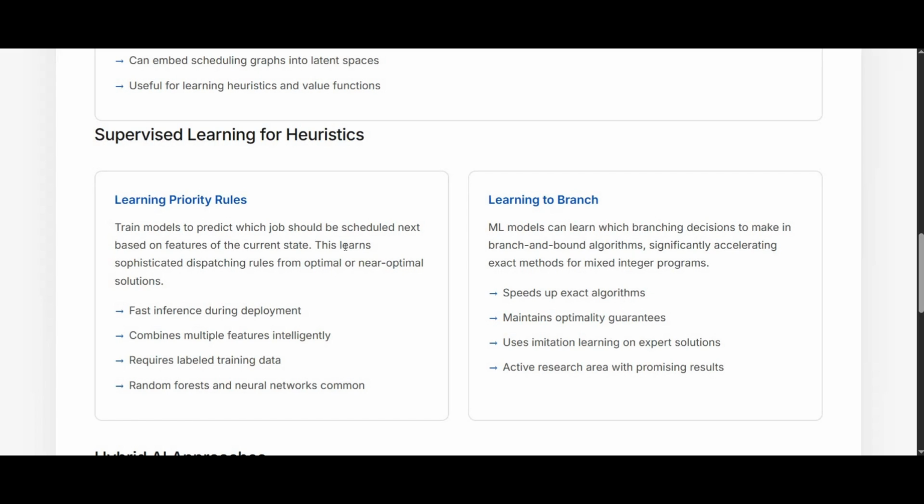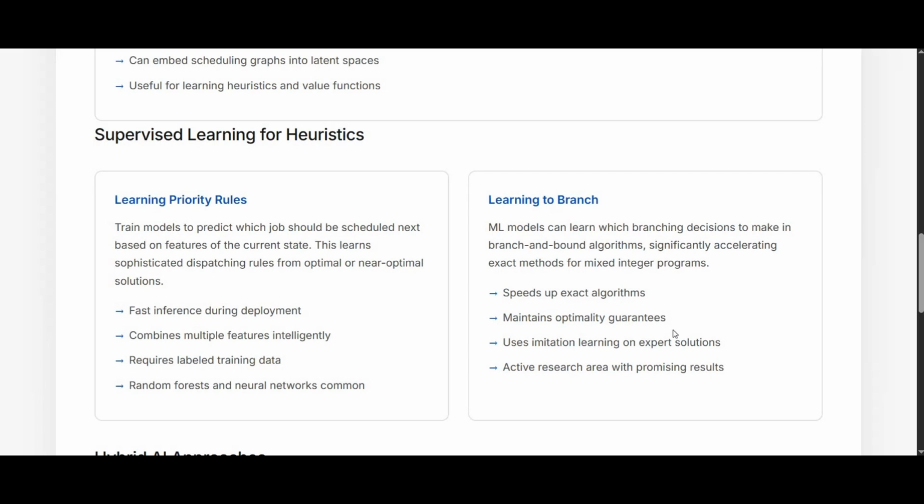And this approach works fast during deployment because inference, that's the process of making predictions, is quick. It also allows the model to combine multiple features intelligently rather than relying on a single factor. However, it does require labeled data for training, which means someone must provide examples of optimal or near optimal schedules first. The most common algorithms used here are random forests and neural networks.